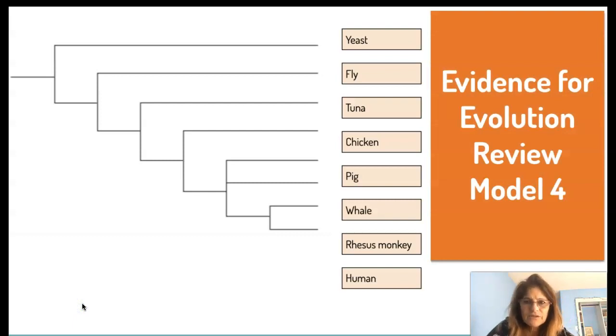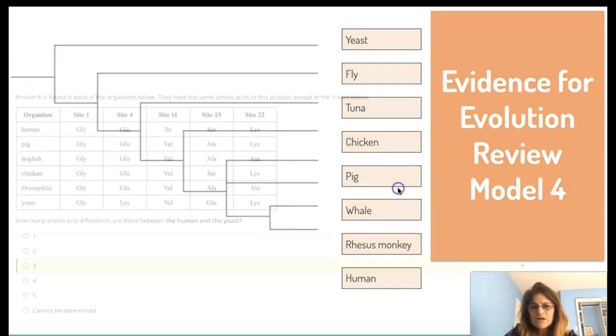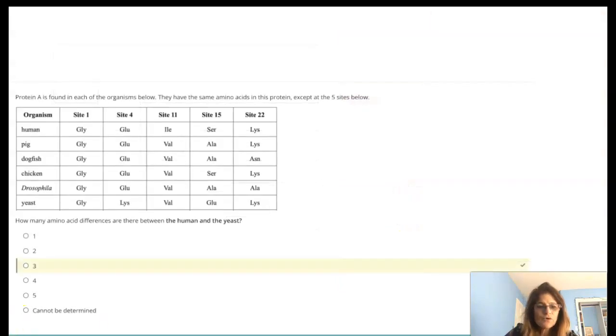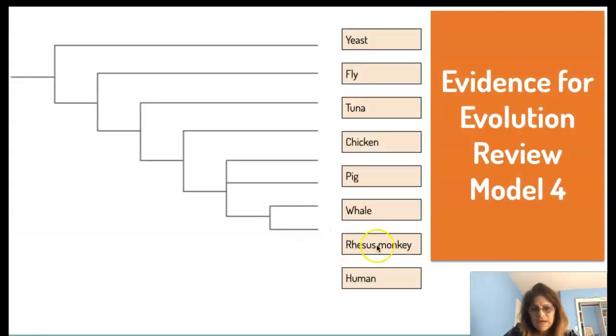This is what your cladogram should look like. It shows that yeast and human are the most distantly related. They are the furthest apart. And human and rhesus monkey are the most closely related. And then the other organisms are placed in order based on how many amino acids they have in common with the human for this particular protein.